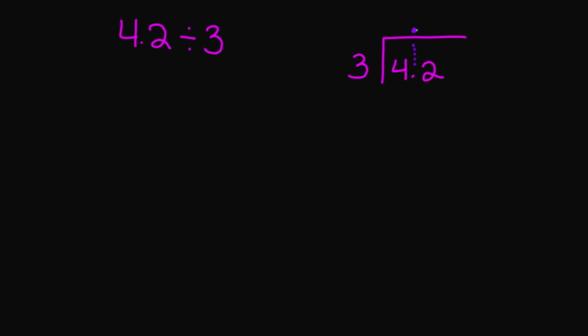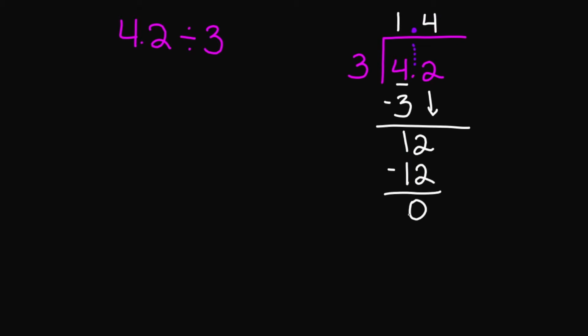And now I'm going to divide. So first, 3 goes into 4 how many times? It goes in 1 time. So I'm going to write a 1 on top here. 3 times 1 is 3. Then we're going to subtract. 4 minus 3 is 1. Now I'm going to bring down my 2. 3 goes into 12 how many times? It's going to be 4. So 3 times 4 is 12. 12 minus 12 is going to equal 0. So your final answer, your quotient, is going to equal 1.4.